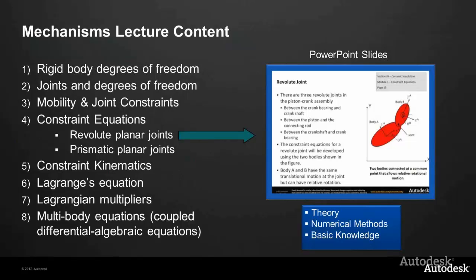Next, I take and develop those constraint equations into the kinematics. How do I determine the position, velocity, and accelerations from the constraint equations, then leading that into Lagrange's equations and Lagrangian multipliers, which are used in conjunction with the constraint equations to determine the forces acting on the joints. Finally, putting all these equations together into a matrix form that illustrates both the coupled differential algebraic equations and the very nature of these types of equations.